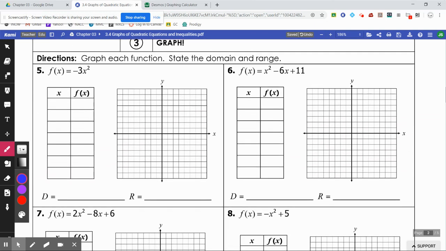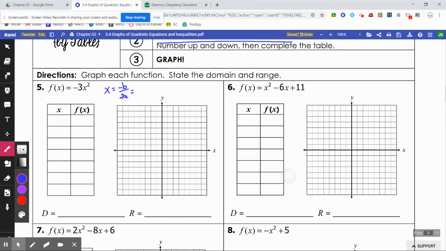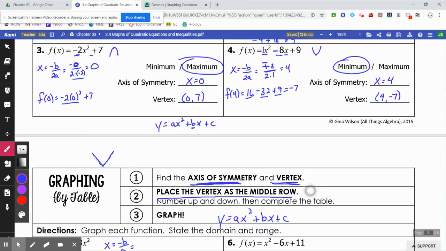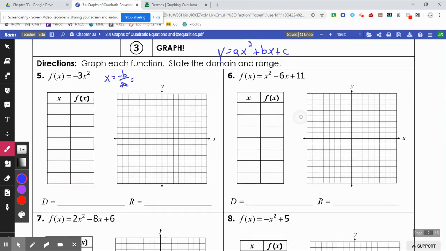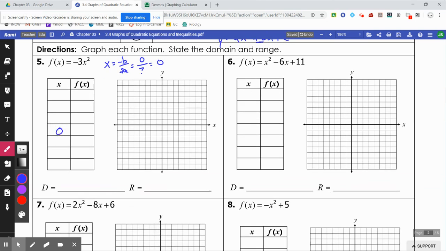So to graph this, let's find our axis of symmetry first. X equals negative b over 2a. The b term, b is what's in front of the x, let me write it again up here, y equals ax squared plus bx plus c. The b number is the one in front of the x. Since the x term's missing, your b value is 0, so it doesn't matter what the bottom is because 0 divided by anything is going to be 0. So we're going to place that in our middle row. X equals 0. That's where our vertex is going to be located.